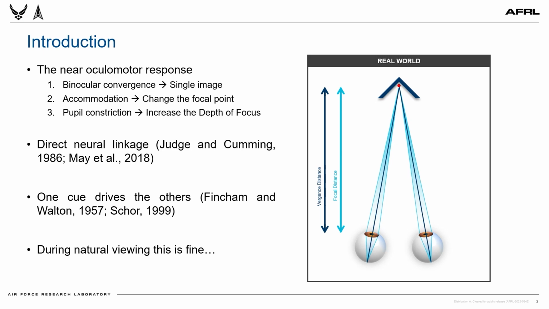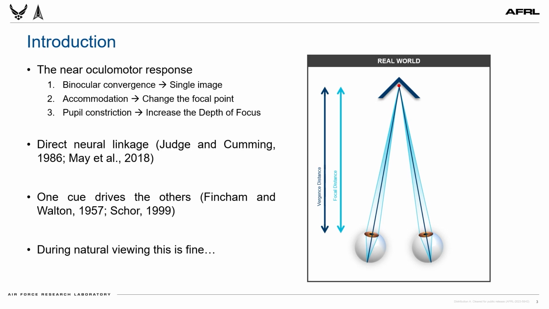The second thing that happens is accommodation, and that's the change in the shape of the intraocular lens, and the goal of accommodation is to just bring the image into focus on the retina. It's to change the focal point of the eye.